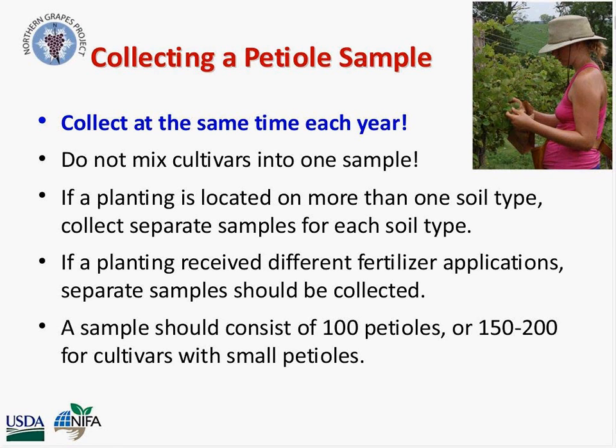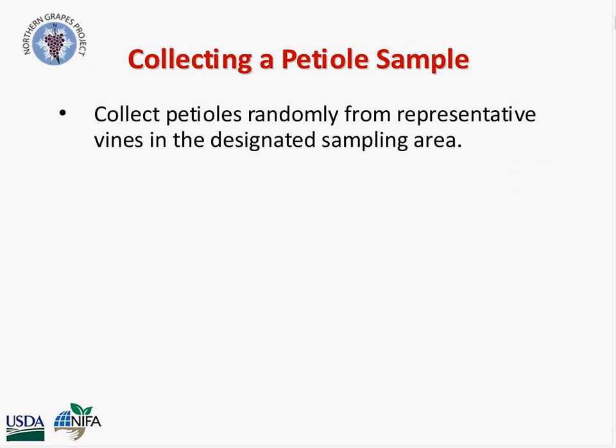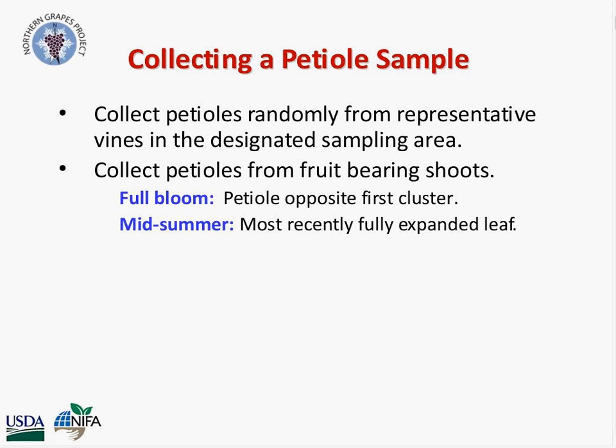Collect petioles from bearing shoots at full bloom, petioles opposite the first cluster. In midsummer or early veraison, collect from the most recently fully expanded leaves. Now, collect no more than one petiole per shoot. Avoid sampling abnormal, weak, and unhealthy vines unless they will be sampled and submitted separately. We'll get into more of that in a bit.